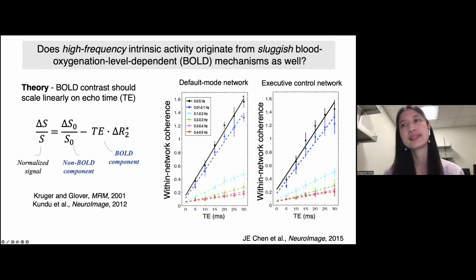They're quite similar in different parts of the brain shown on the left and right panel, but for instance, just concentrating on the left panel here. The different colors here mean different frequencies. And you can see even up to the 0.4 to 0.5 hertz, which is the red curve shown here, it still shows a linear dependence on echo time. So this basically suggests these higher frequency phenomena people are seeing still arise from hemodynamic mechanisms.